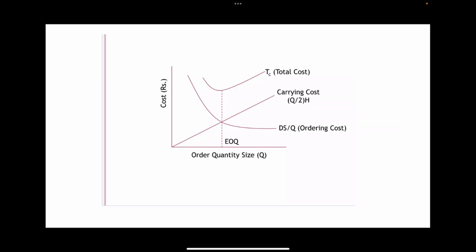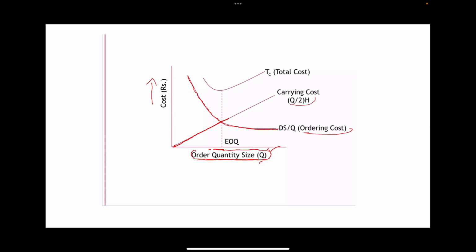So let us look at this figure. You can see this is your order quantity, and this is the cost associated with that. When the order quantity is big, that means when you are making a bulk order, the ordering cost will drastically come down. But the carrying cost, you can see, will increase. That means the higher the order quantity, the more you need to store.